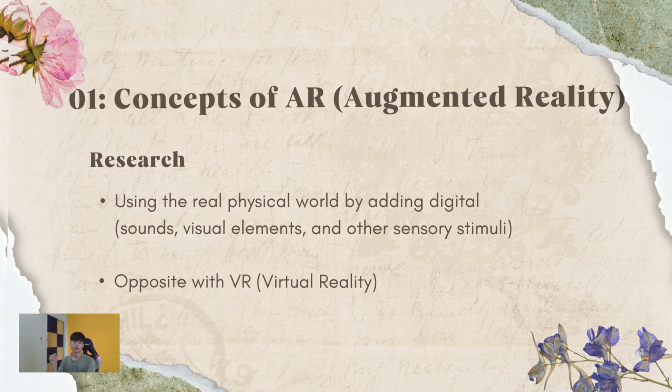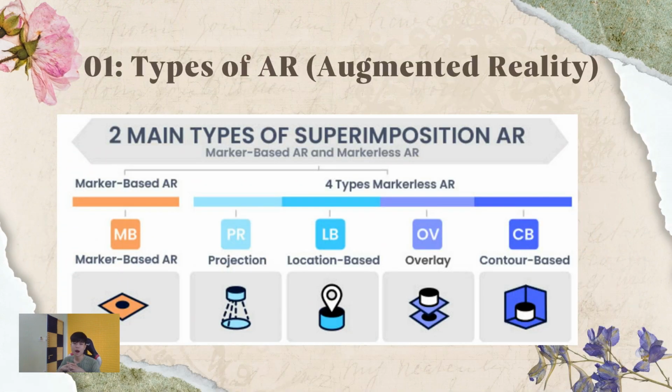Next, we will talk about different types of AR, augmented reality. You can see on the image I put in the slide, we have two main types of AR: marker-based AR and markerless AR. In the markerless AR, we have four types: projection, location-based, overlay, and contour-based.